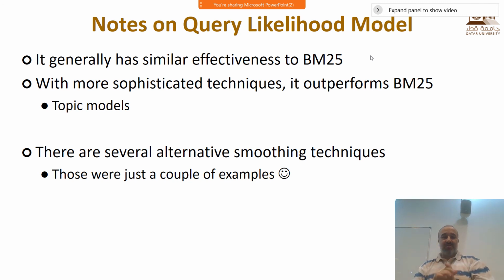Okay, these are just very quick notes on all of what we discussed. By the way, this is called the query likelihood model. Generally it has very similar effectiveness to BM25. It was shown in the literature that, even with more sophisticated techniques like topic models that we would not discuss in this course, language models actually sometimes outperform BM25. And as I said earlier, there are several alternative smoothing techniques. These are just two. There are papers that survey the different smoothing techniques.